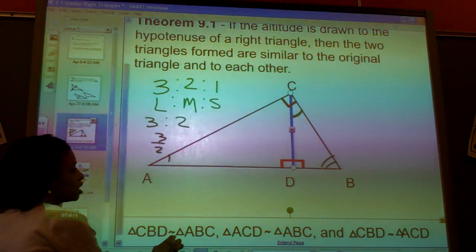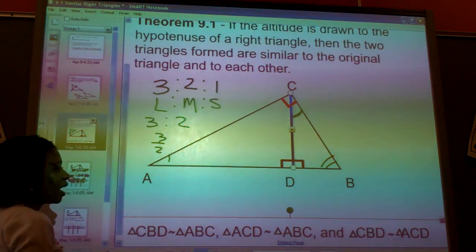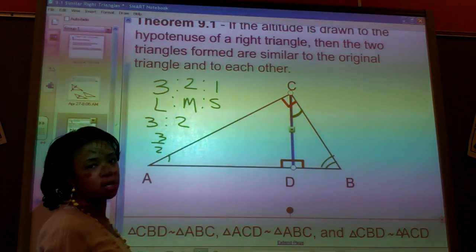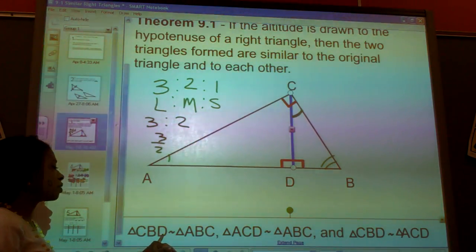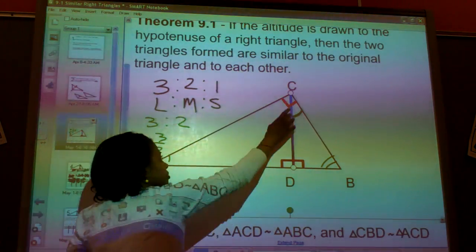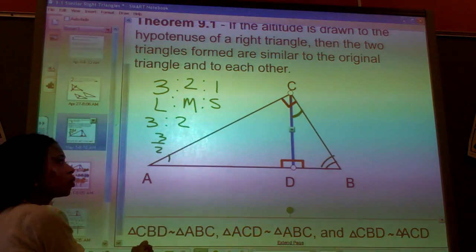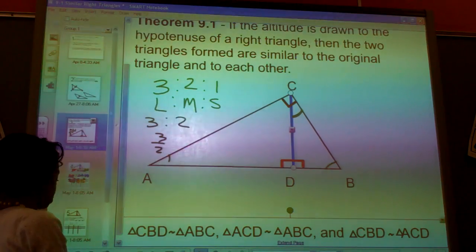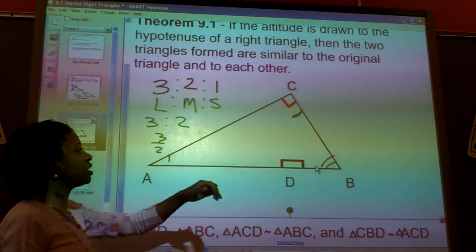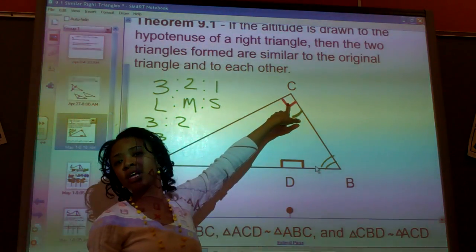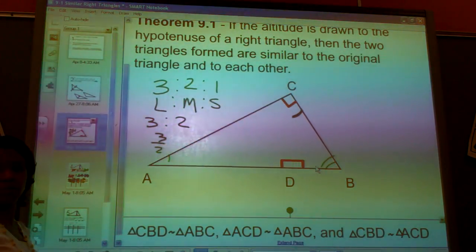Finally, angle D corresponds to angle C. How do I know that? That one's probably the easiest to find out. It's probably the one you can do first because they're both a 90-degree angle. If I'm looking on the small triangle CBD, angle D is the 90-degree angle. Where is the 90-degree angle on the large triangle? If I take away the altitude so you can see a little easier, A, B, C, you can easily see that C is the 90-degree angle, which corresponds to D on the small.